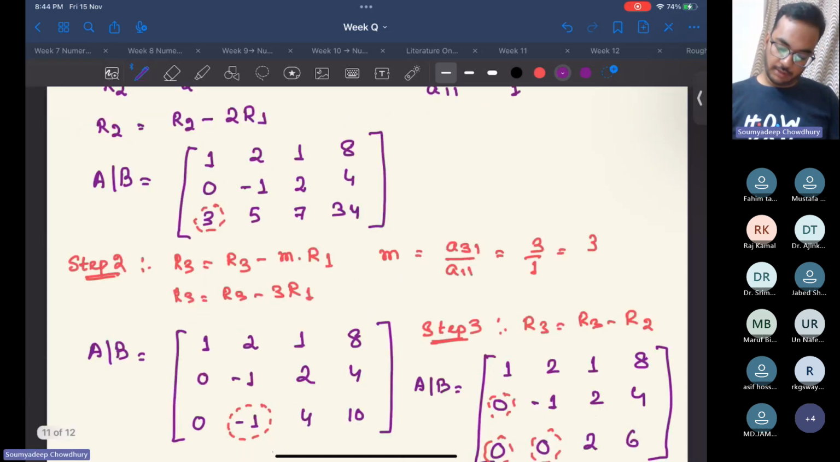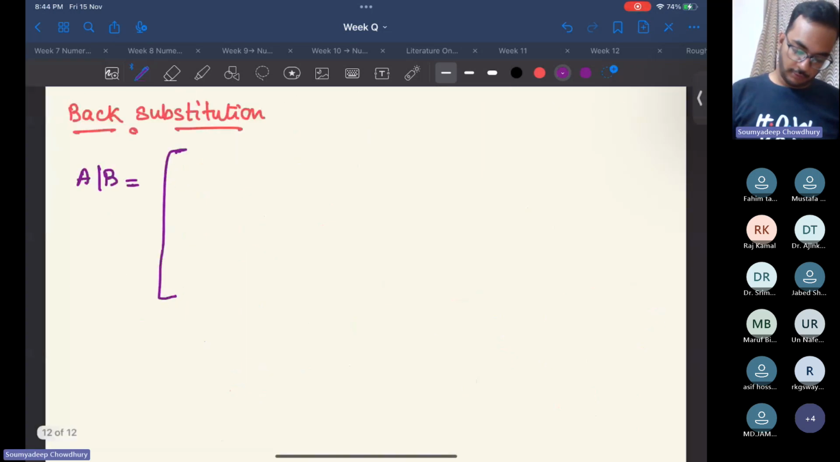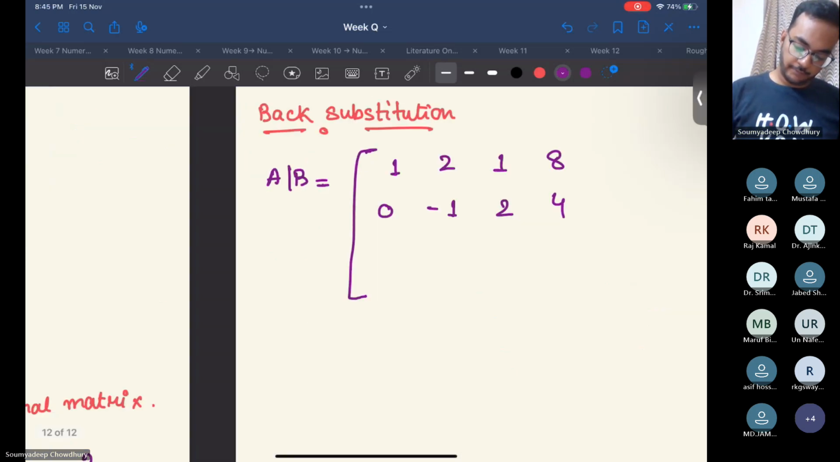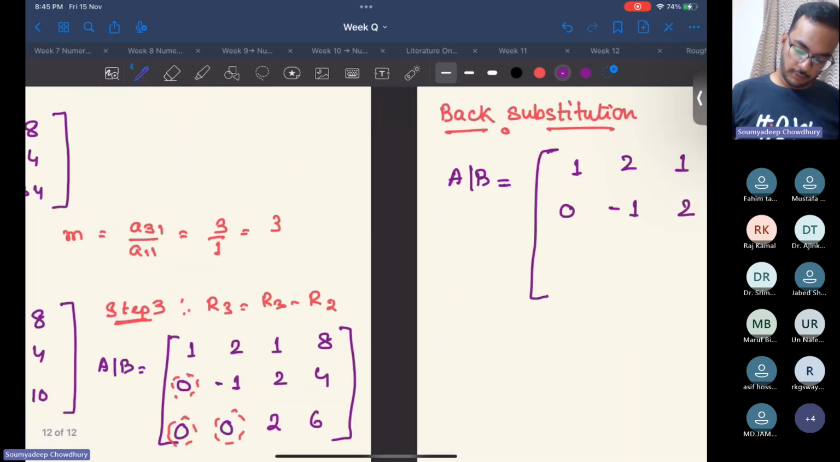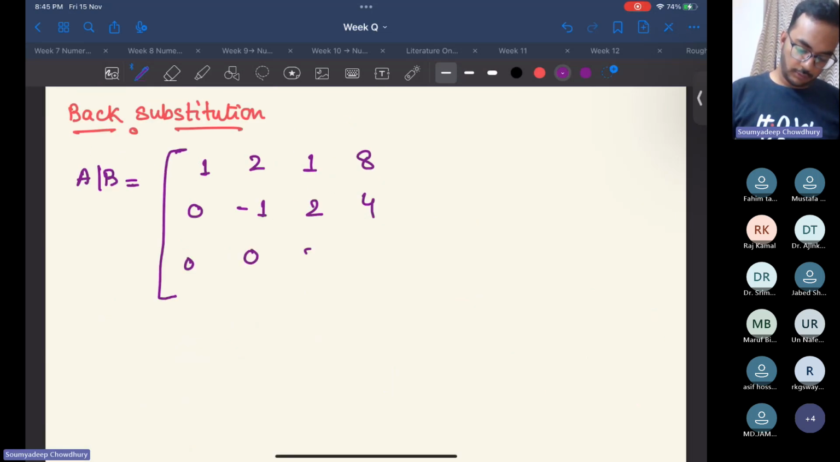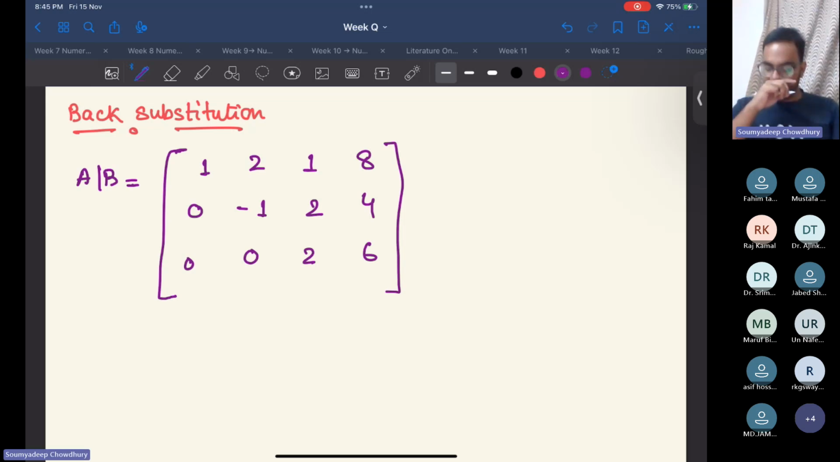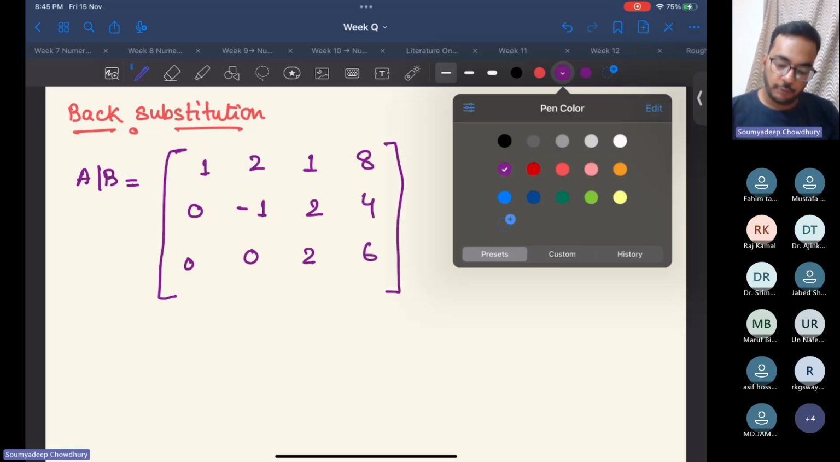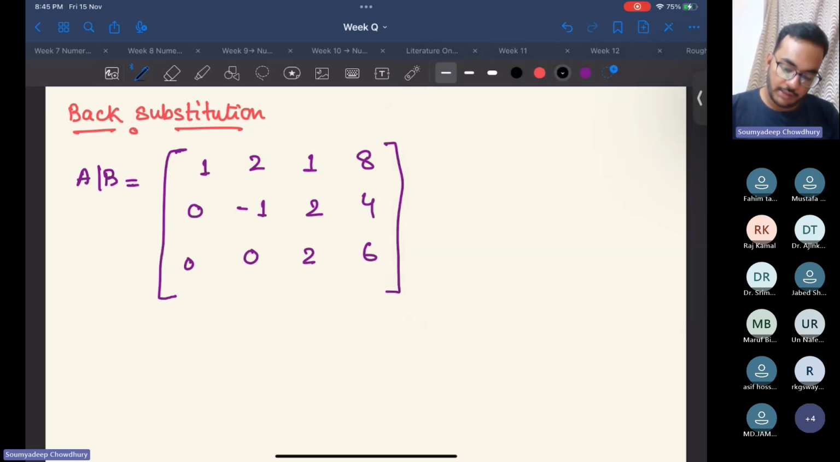A slash B is 1, 2, 1, 8, 0, minus 1, 2, 4, 0, 0, 2, 6. So back substitution means we have to go in the backward direction, that is from the bottom to the top, in order to find the solution. This is backwards.